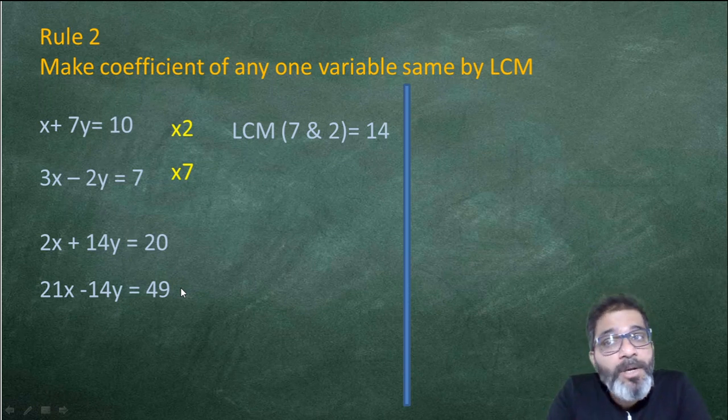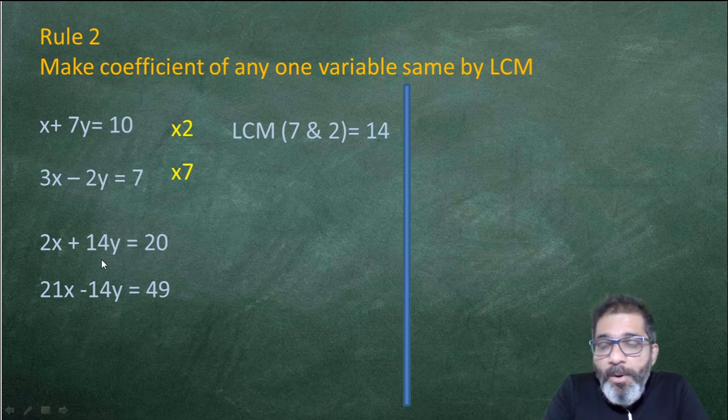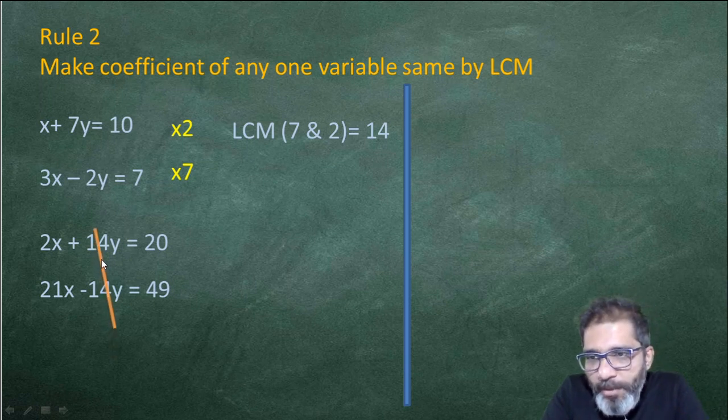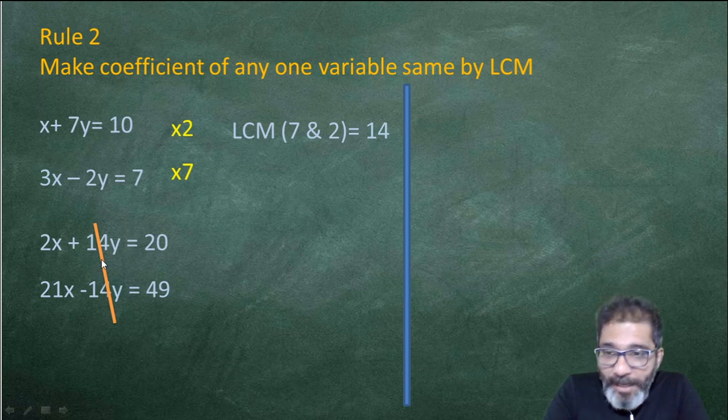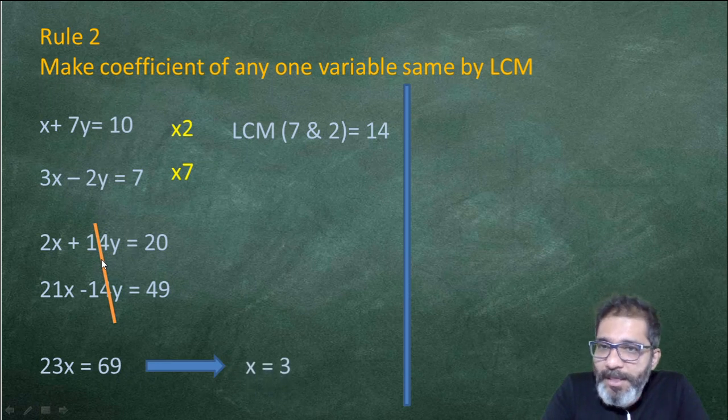Now we'll see what we did in rule number 1. This is plus 14y and minus 14y. What are the signs? Opposite. So what was the rule? Opposite signs add the equations. Don't forget. Once I add the equations, plus 14y and minus 14y will cancel. So the y term is cancelled. What I'm left with is 2x plus 21x, that is 23x, equal to 20 plus 49 equals 69. Once I solve and shift the terms, I get the value of x as 3.